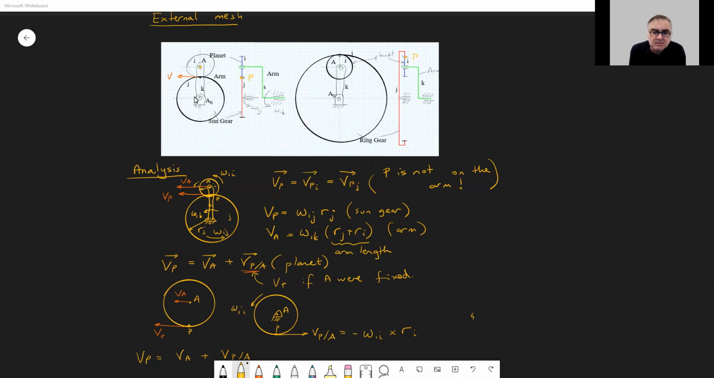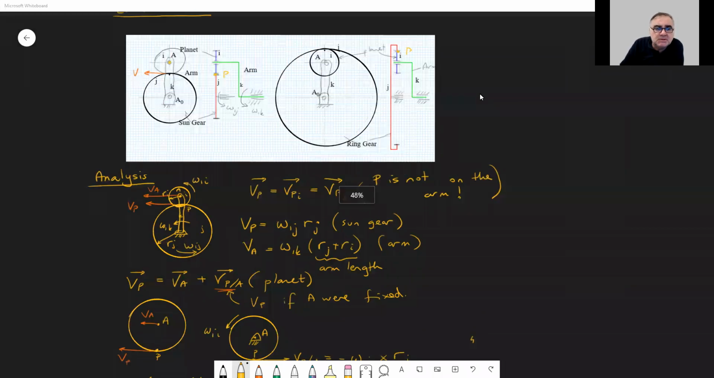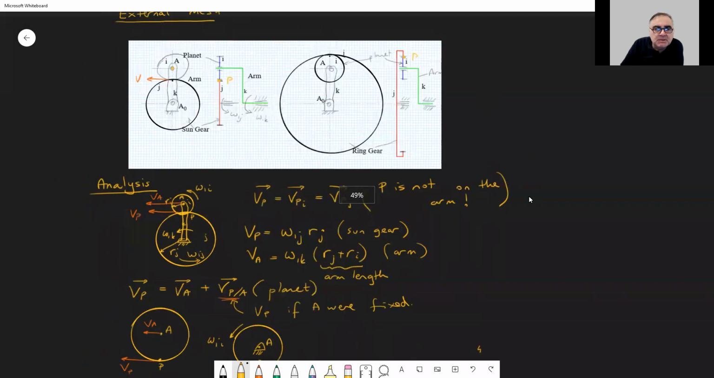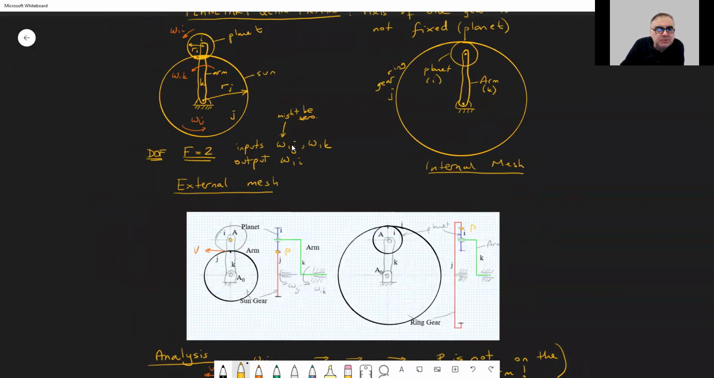Now, planetary gears are interesting. They are a little bit more difficult, but they can achieve very high reduction or increase ratios, gear ratios, just because of the fact that there is an arm. And we analyzed them. The analysis shows that, first of all, there are two inputs to these gears. One of the inputs is the rotation of the sun gear or the ring gear. The second is the rotation of the arm.